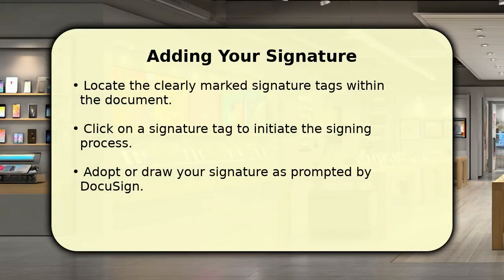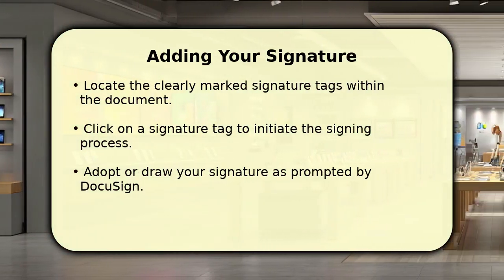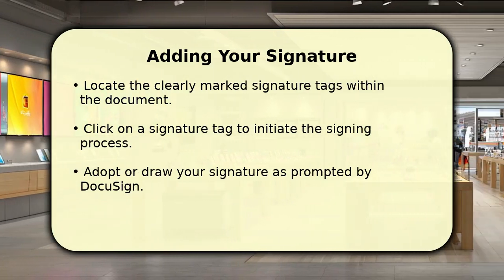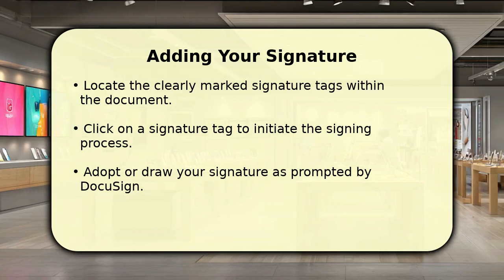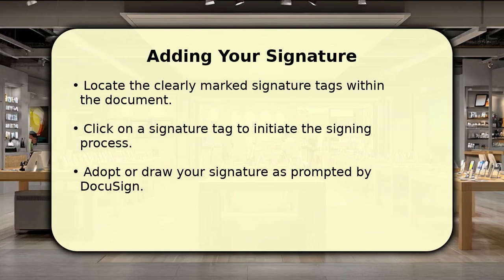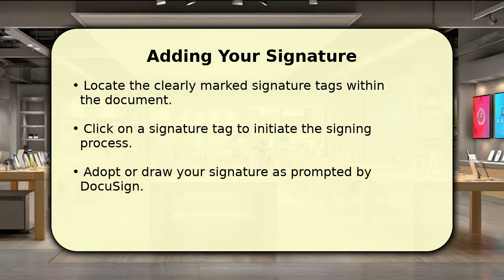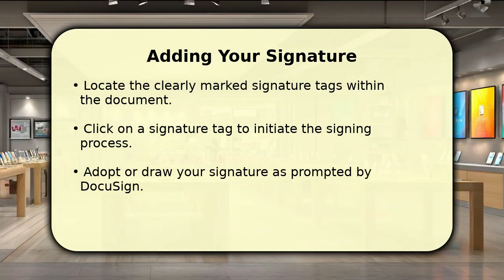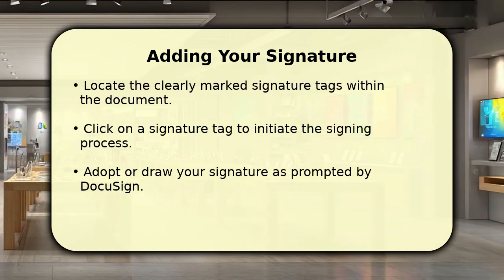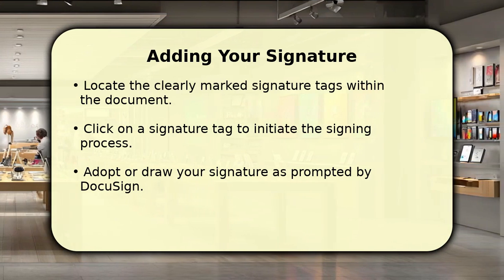Once you have reviewed the document, locate the yellow sign tags that indicate where your signature is required. Simply click on the first sign tag, and DocuSign will prompt you to adopt a signature. You can choose to use a pre-selected style, draw your own, or upload an image. After selecting your preferred method, click Adopt and Sign to place your signature. There might be several signature fields.